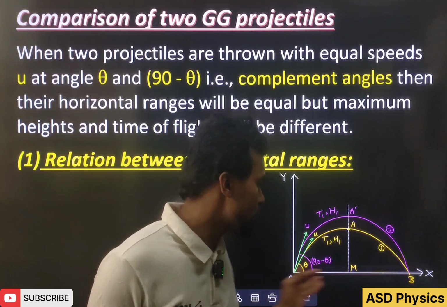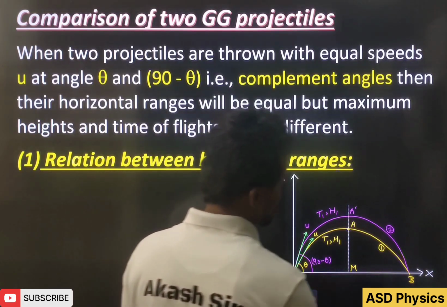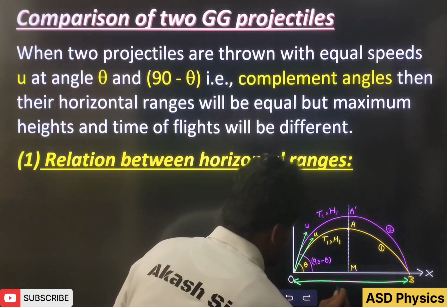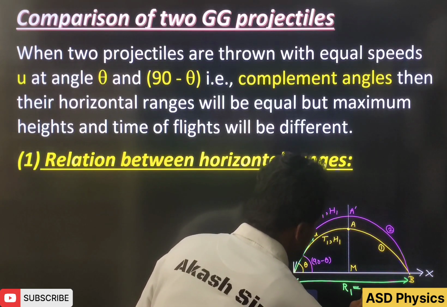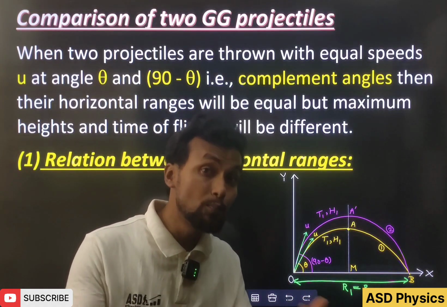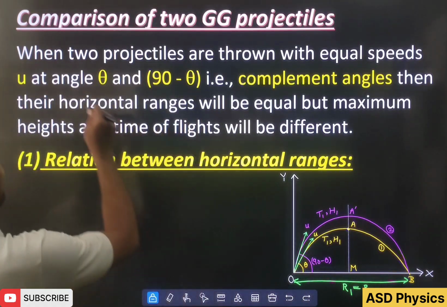Okay, and you can see very well the range in both the projectiles. You can see that this range is equal here. Whether it is the first projectile or the second projectile, the range is equal. I will even prove it also. Okay, so let's go through some language parts.